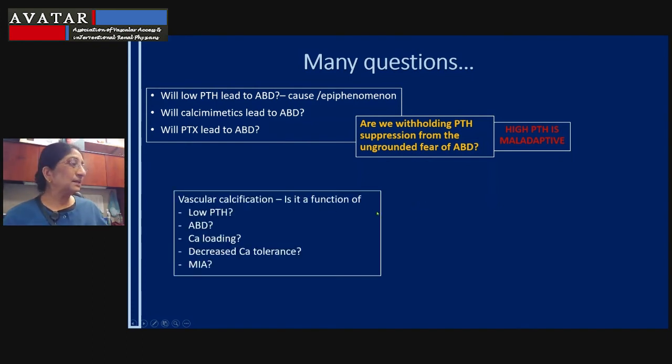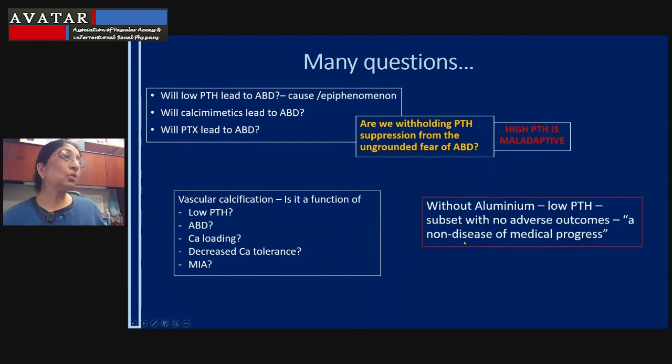Again, in the setting of vascular calcification and its association with adynamic bone disease, is vascular calcification really a function of low PTH, really a function of low turnover bone disease, or is it a function of calcium loading, a function of decreased calcium tolerance, or a function of underlying comorbidity such as MIA? Let's go back to Sherard. He noted that there was a subset of patients without aluminum who still had low PTHs and low turnover in the bone, but they had no adverse outcomes. And he indeed coined this diagnosis in patients without aluminum a non disease of medical progress. So let me leave you with that thought.